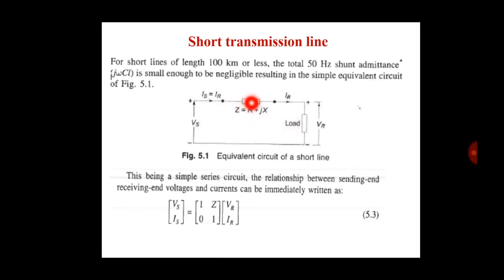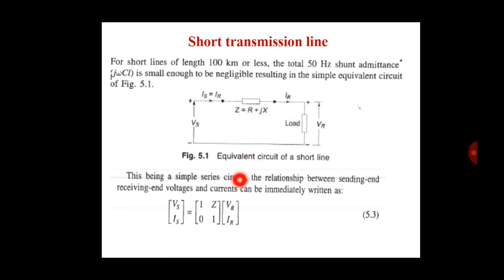Here is the impedance R plus jX, where X is the inductive reactance, because capacitance is negligible. Is is equal to Ir, meaning the sending end current is equal to the receiving end current, because there are no tappings in a transmission line, and here is the load. Now, this being a simple series circuit, the relationship between sending end and receiving end voltage and currents can be immediately written.